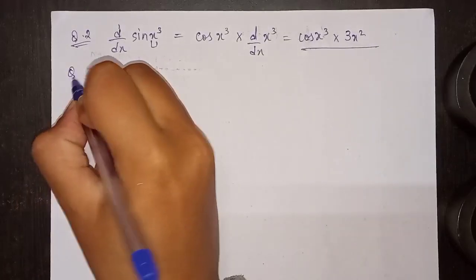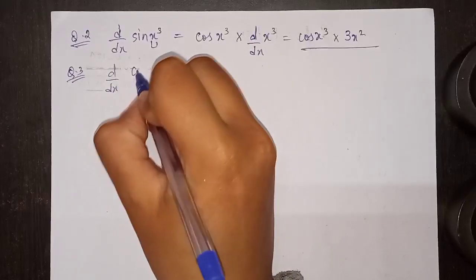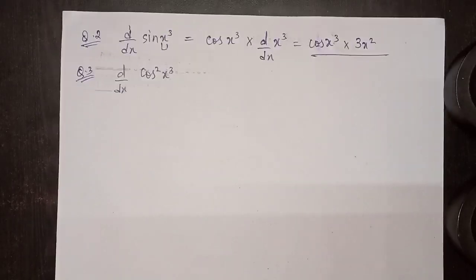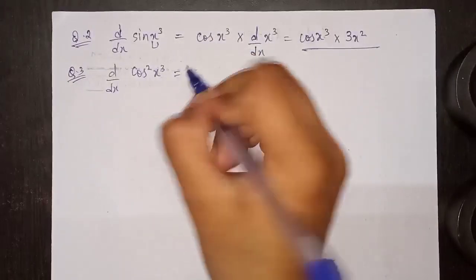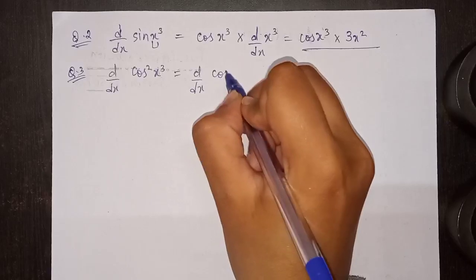Question number 3. Everybody must try this question. cos² x³. You're likely to make a mistake. For this part, you have to write it as d by dx of (cos x³) whole squared.